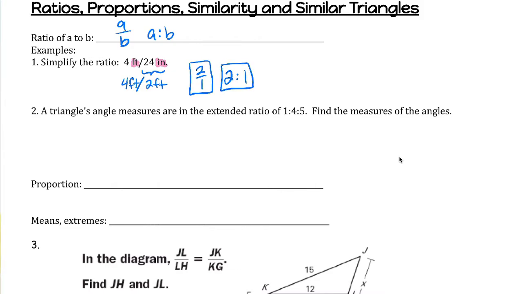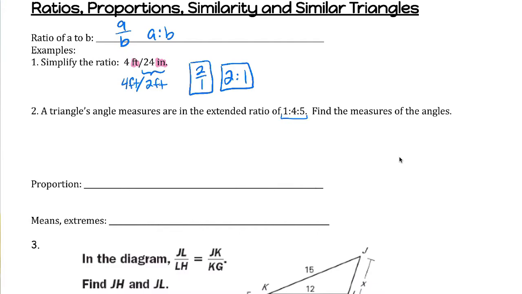There is such a thing called an extended ratio. This is when you have more than two numbers that you are comparing. Remember that a ratio is a simplified version of a comparison of numbers. So if we have an extended ratio, and in this case, these are the angle measures of a triangle, they gave us 3 measurements or 3 numbers in this ratio.